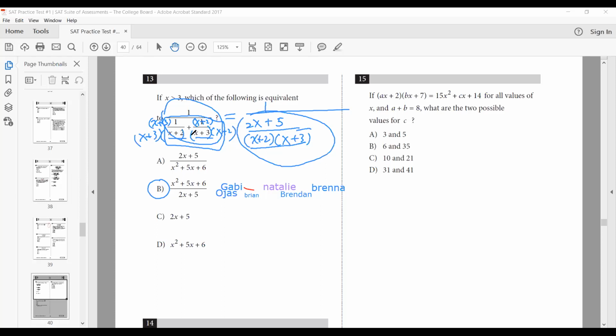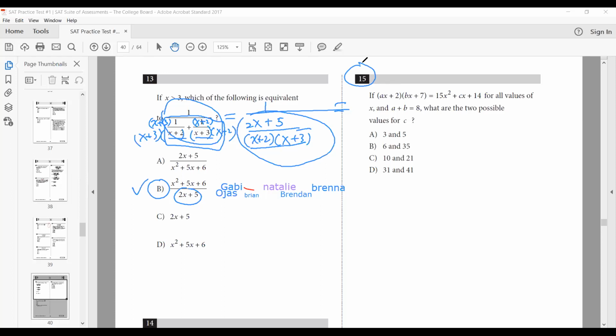And the numerator part is x plus 3 plus x plus 2, so you get 2x plus 5. So 1 over this rational expression will be flipped over, right? The denominator goes to the bottom. After you distribute inside, you get x squared plus 5x plus 6. So option B is the choice. Right? Okay, let's move to number 15 on the right part.